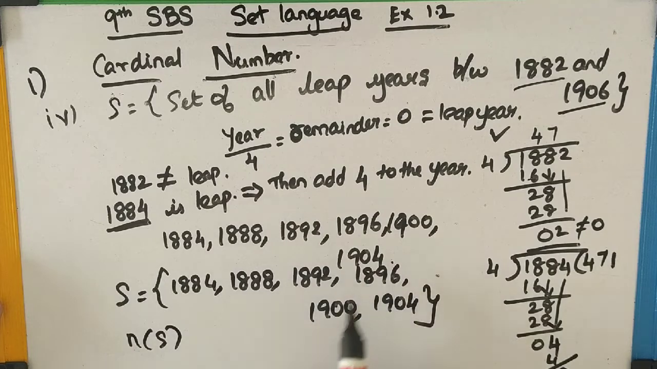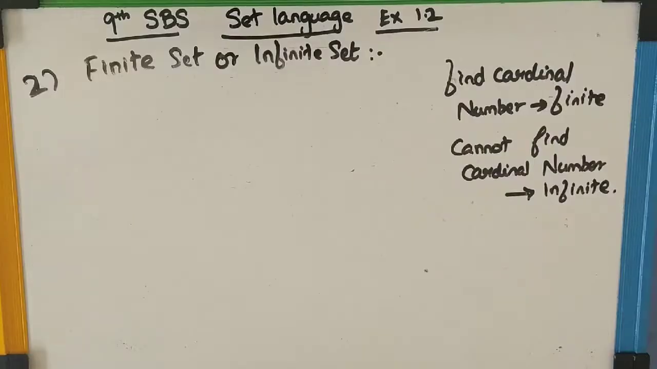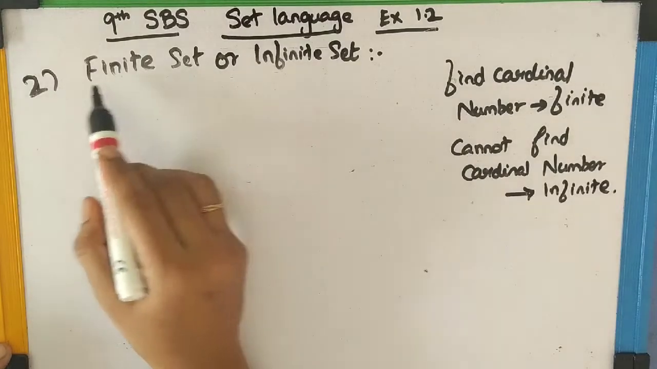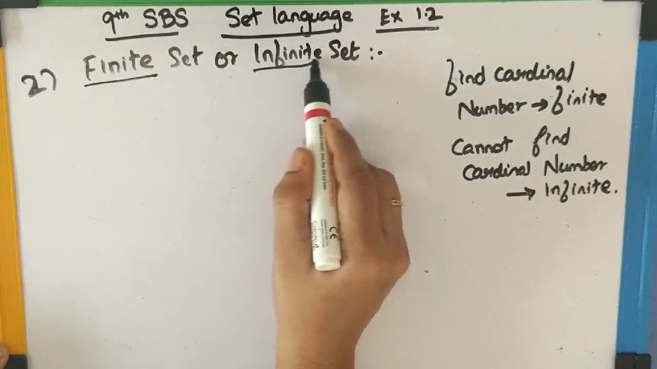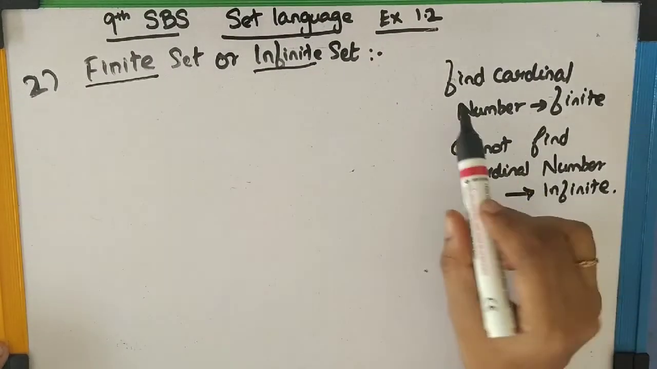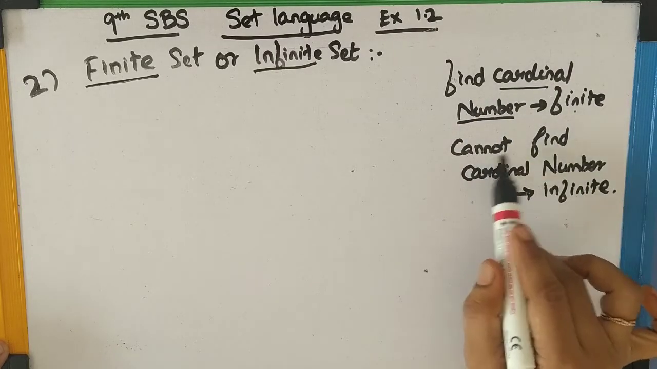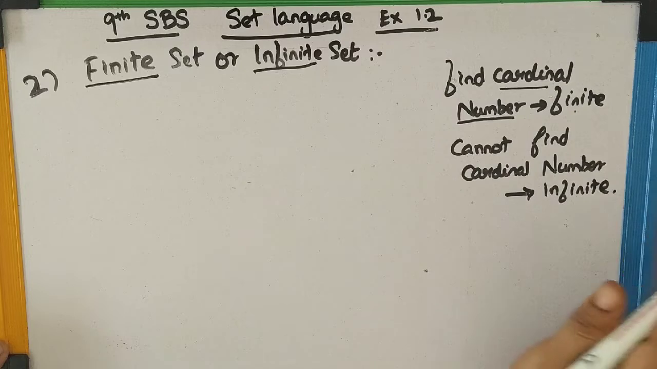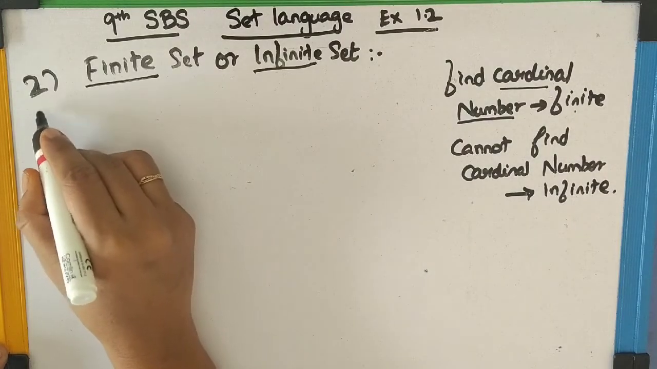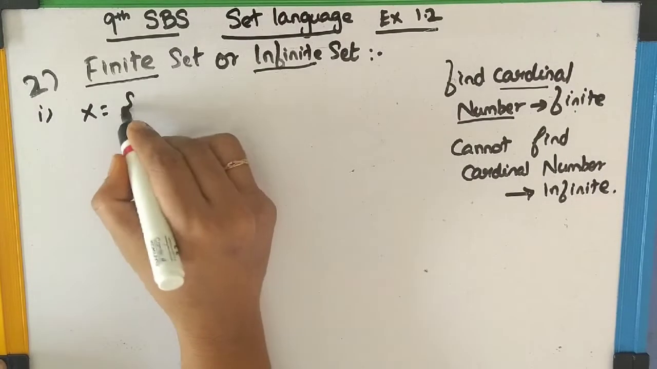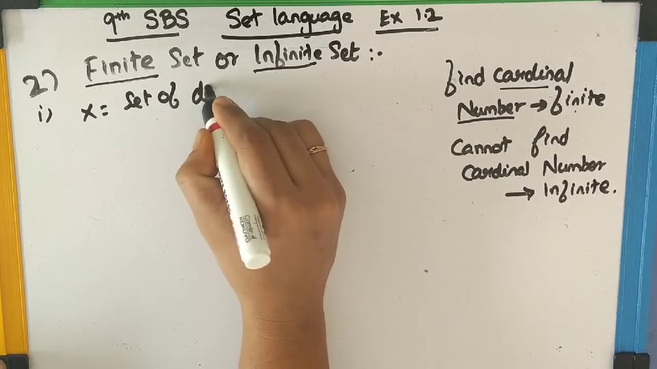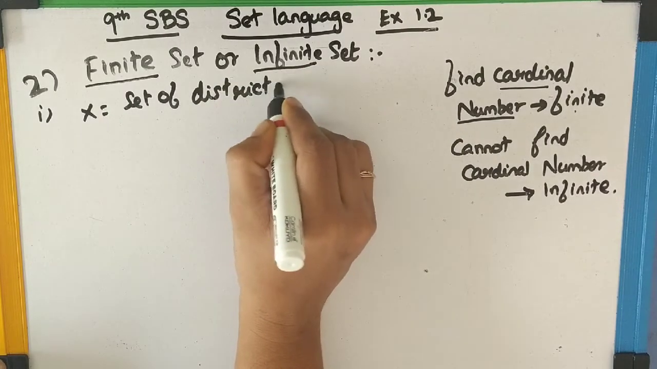Now count the number of elements inside the set. There are totally 6 elements. So the cardinal number of S is 6. Understood? Okay. Now let's go to the second question. We have to check whether the following sets are finite sets or infinite sets. I have already said if we can find the cardinal number of a set, it is a finite set. If we cannot find the cardinal number, then it is an infinite set.